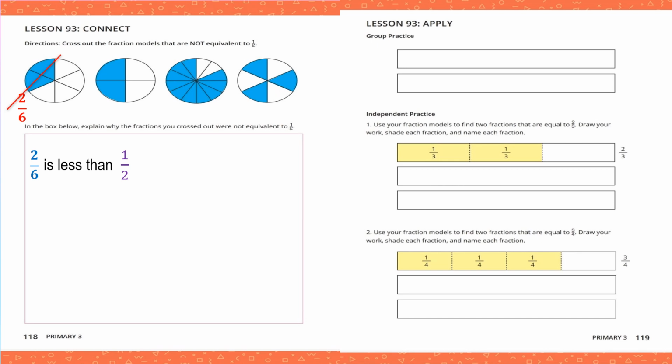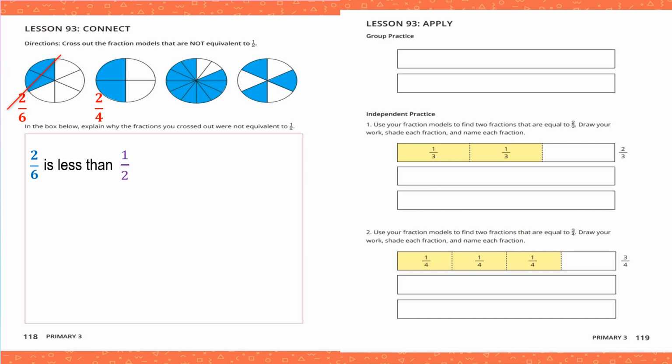The second circle, the fraction will be 2 over 4. 2 over 4 is equivalent to 1/2. Look at the numerator. The numerator is 2. 2 is half of 4. So 2 over 4 is equivalent to 1/2.